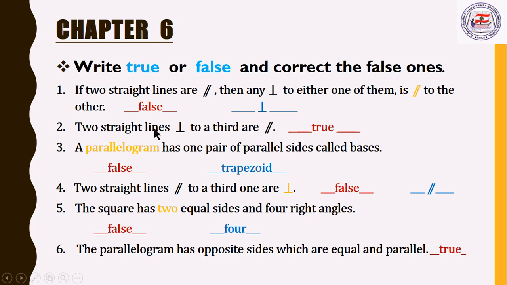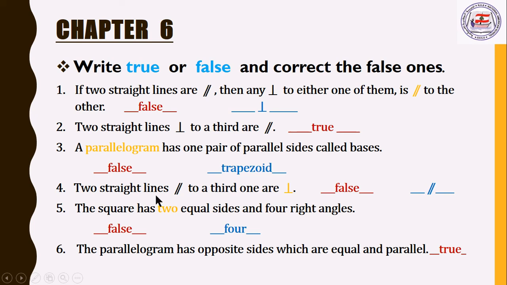Two straight lines perpendicular to a third are parallel. If we have a line and two perpendiculars on it, then these two straight lines are parallel. This is true. A parallelogram has one pair of parallel sides called bases. Remember, no, this is not a parallelogram. This is false. It's a trapezoid.